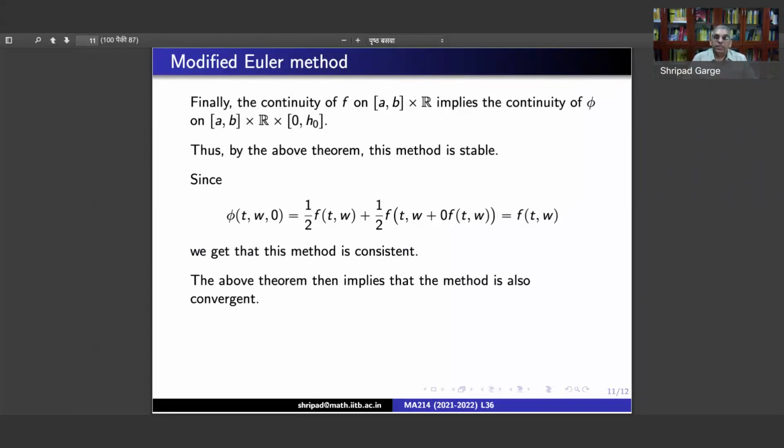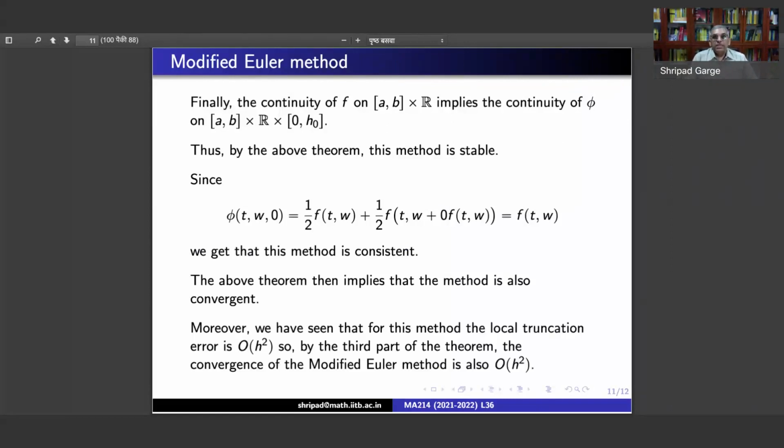The Euler method is convergent. Modified Euler method is also convergent. Further, the third part will say that the local truncation error's order is the same as the order of the global error. The local truncation error is big O of h square. It's a Runge-Kutta method of order 2 in any case. And therefore, by the third part of the above theorem, the convergence of this modified Euler method is also to the second order of h. So modified Euler method we have seen in some good detail.